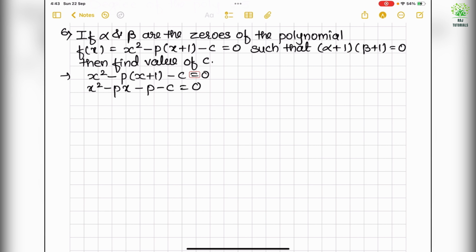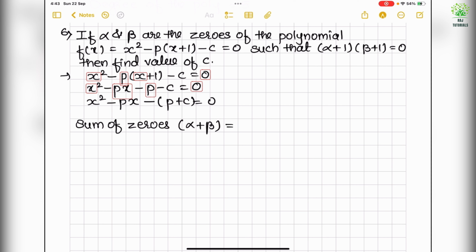So first, opening the bracket, I will get x square minus px minus p minus c equal to 0. So I can say x square minus px minus common, so p plus c equal to 0. Now, sum of zeros, that is alpha plus beta, will be equal to minus b by a. So that will be minus of minus p upon 1. So that will be p.